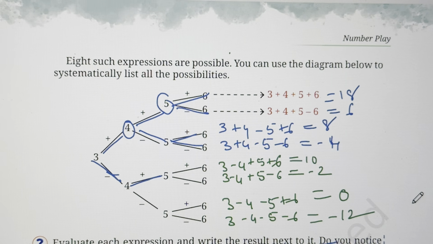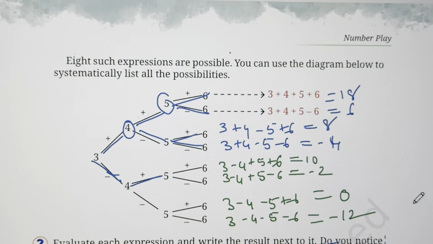Right? So if you observe the answers, they have asked us to see anything interesting. That way you can't see some obvious pattern. But one thing we can be sure of, that all the answers which we are getting are even numbers. If you observe 18, 6, 8, minus 4, maybe positive or negative, but all are even numbers. So that is very interesting, and why this happens, let us see.